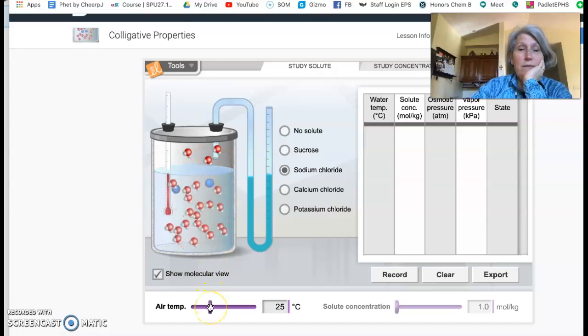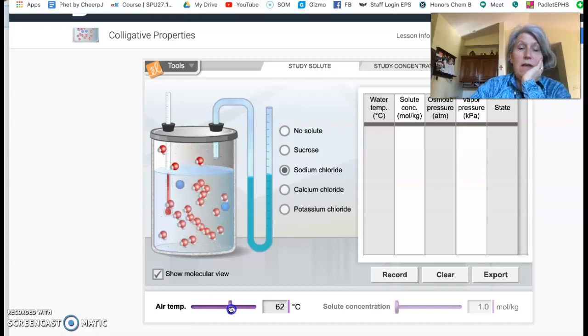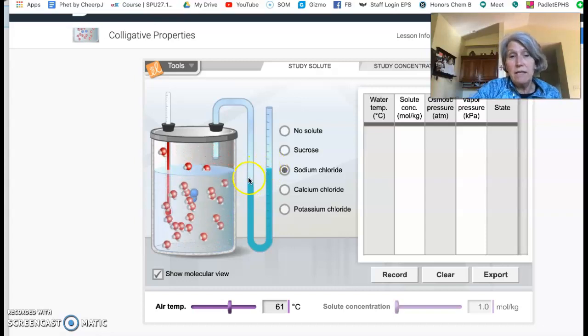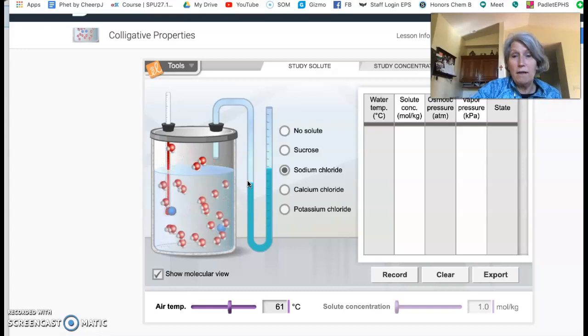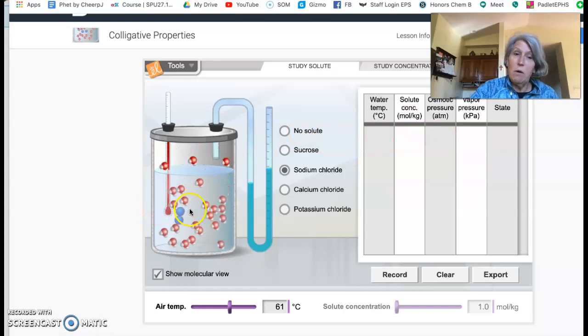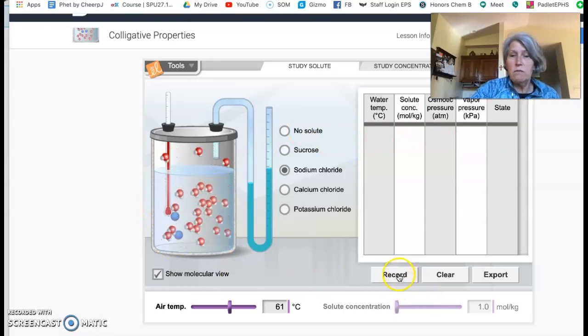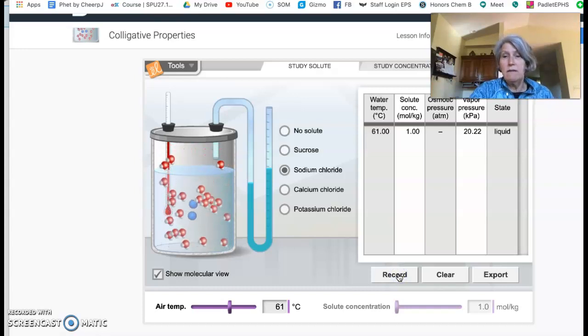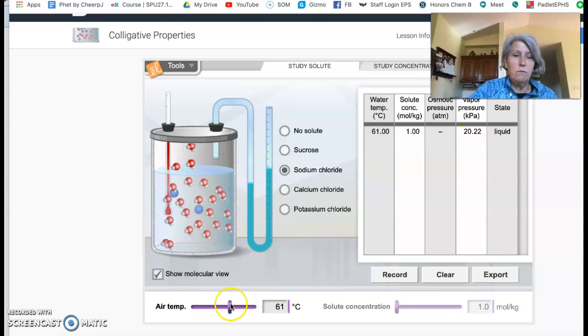Now, when I go to 65, which is what I was at before, what's going to happen is called vapor pressure lowering. I don't know if you can tell here, but the vapor pressure is not the same as what it was when I had it without the solute. So actually we're going to do that right here. I'm going to record this vapor pressure at 61 degrees. The vapor pressure is 20.22, okay?